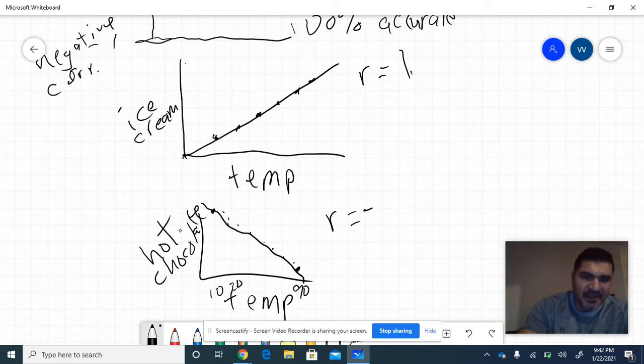And if the dots are right on the line, it's super accurate, it would be -1. Okay, but obviously the amount of hot chocolates bought from the temperature is not always 100% accurate. Oftentimes it's 90% accurate, 80%. So I'm going to make some points that will make this graph around 80%.